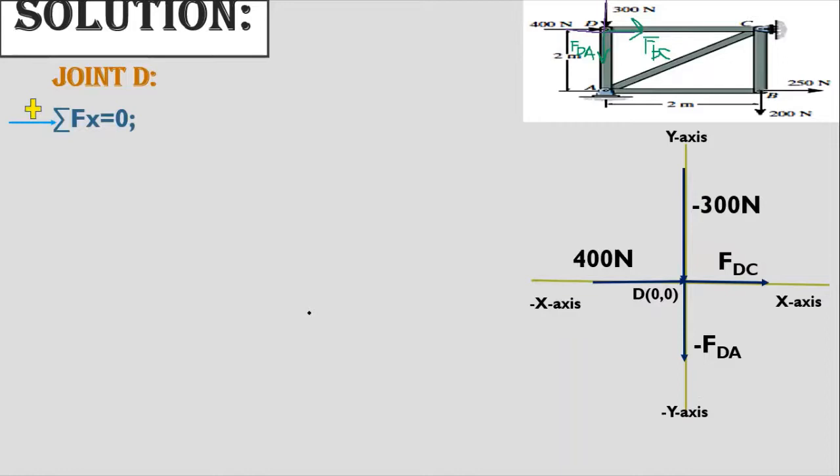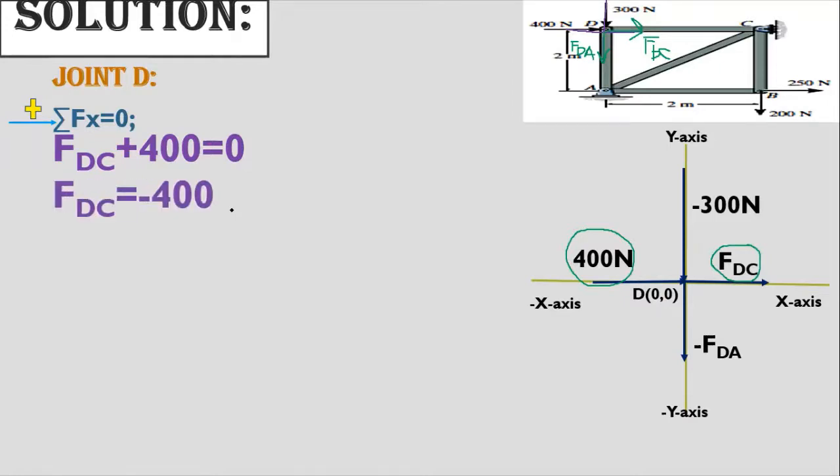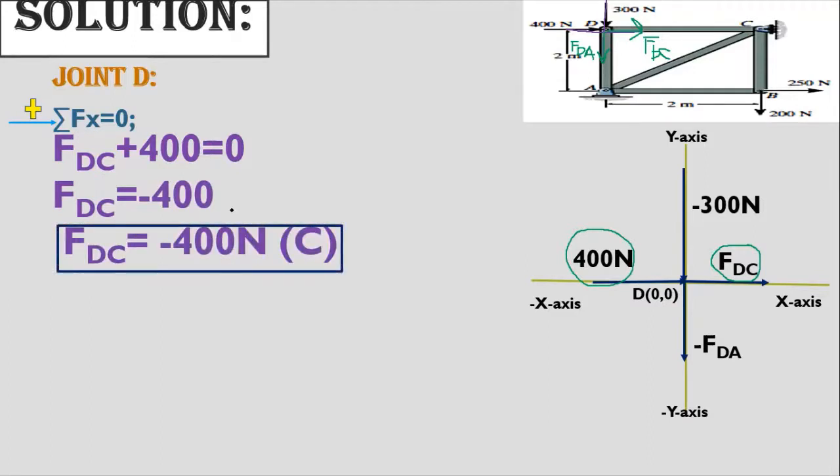So what we have to do is make the equilibrium analysis equation. How can we make it? FDC is positive, and 400 Newton is also positive. When you sum up horizontal forces, there are two forces acting here on the x-axis. There is the 400 Newton force, and the FDC, that is also positive. So FDC plus 400 Newton equals 0. It is coming out to be FDC equals minus 400. So FDC equals minus 400. It is a compressive force. The force is in compression.